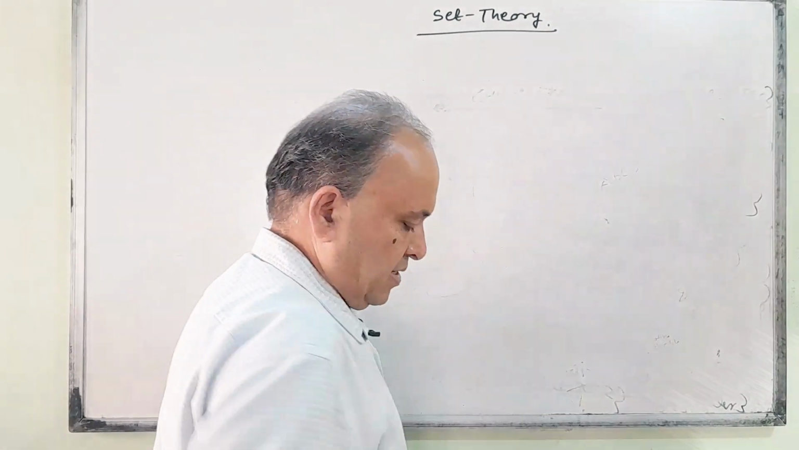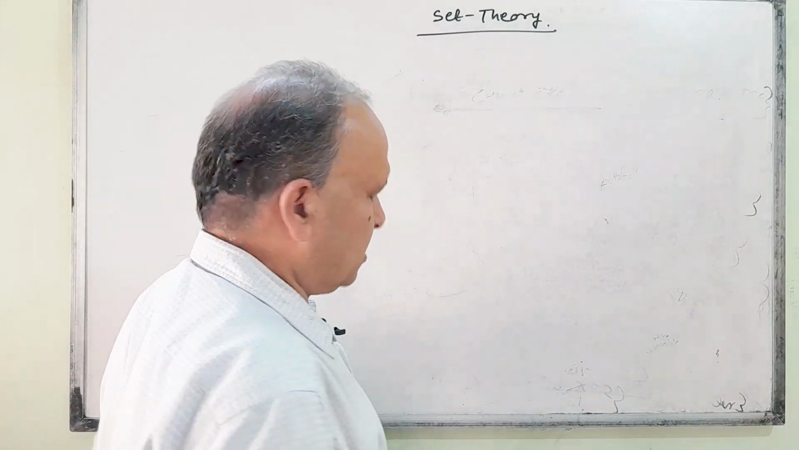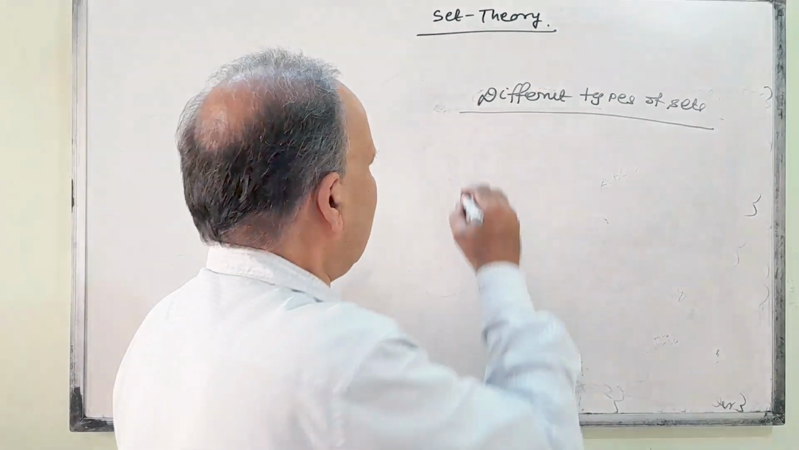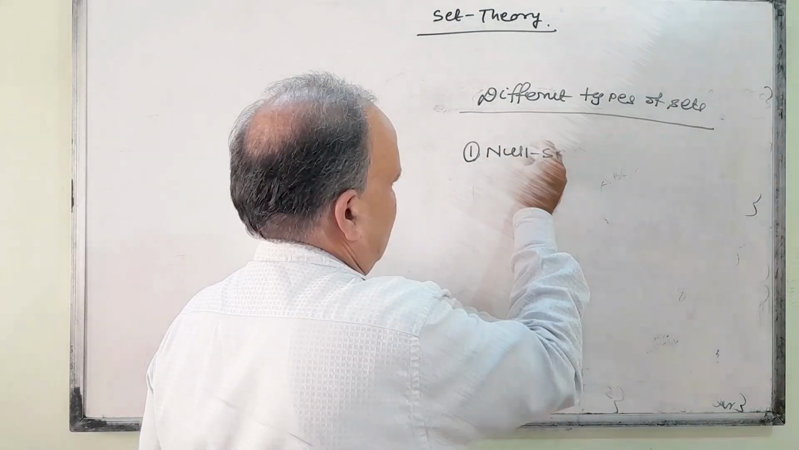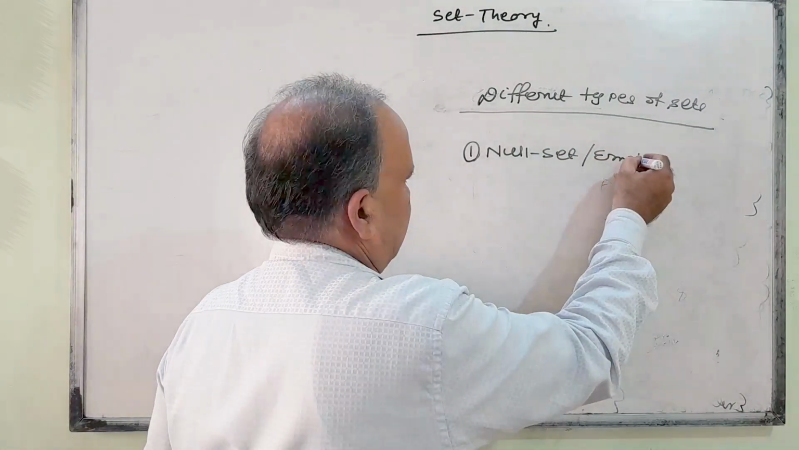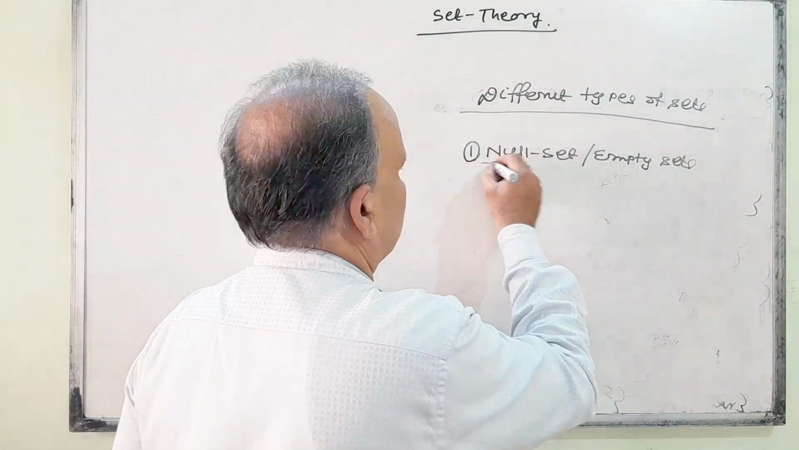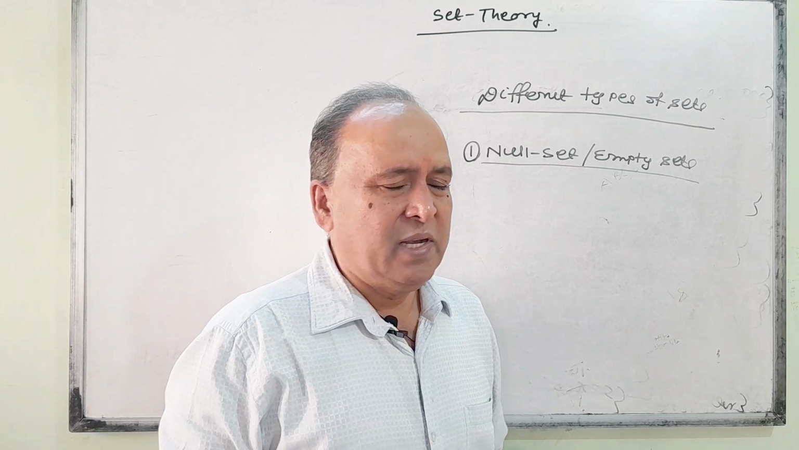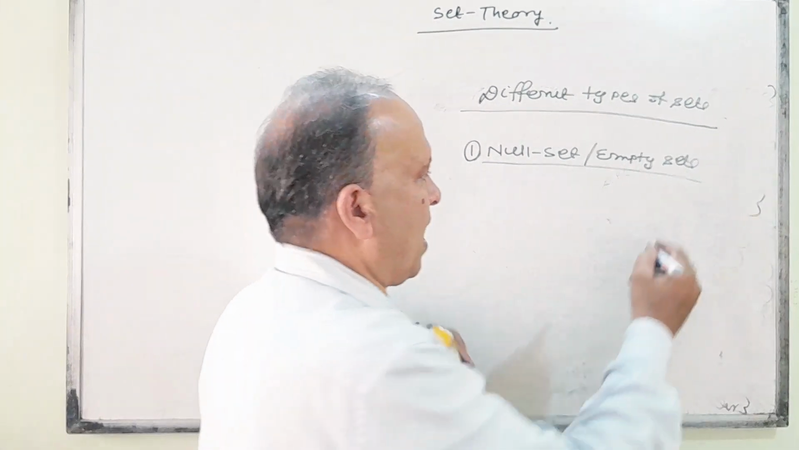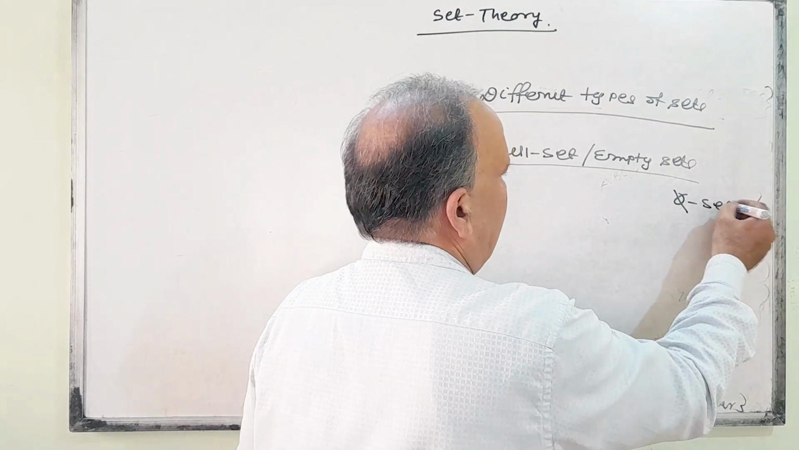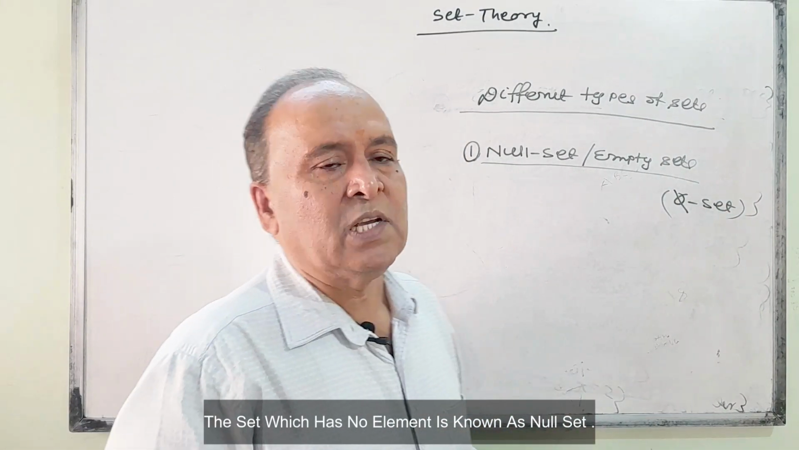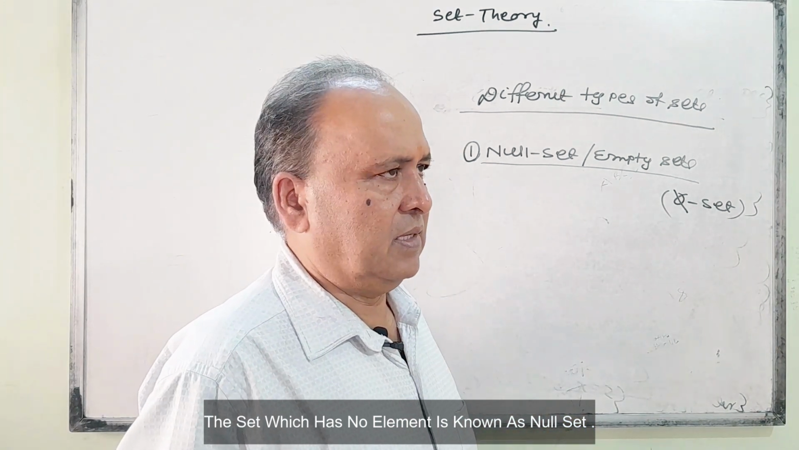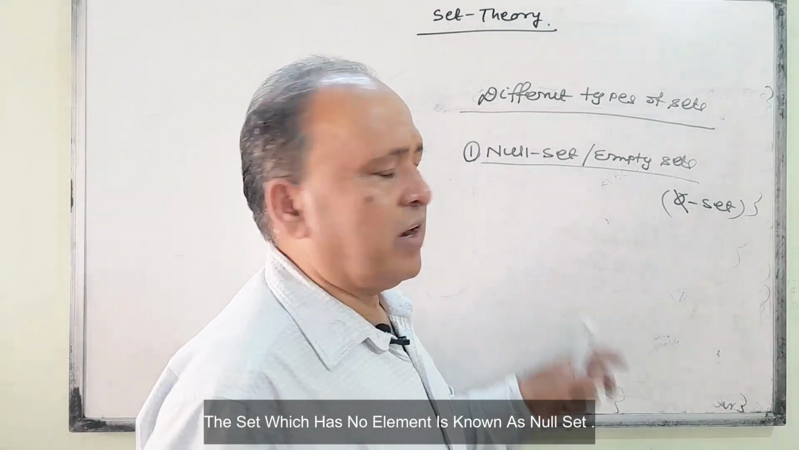Next come to your different types of sets. First you see the different types of sets. First one is your null set, or empty set. It has different names. You can say null set, you can say empty set, we can say void set, we can say the universal symbol, that is your phi set, Greek letter phi. What is a null set? The set which has no elements. This set which has no element is called a null set.